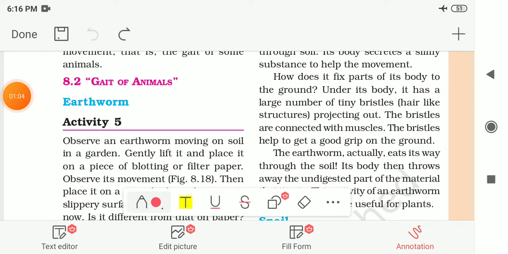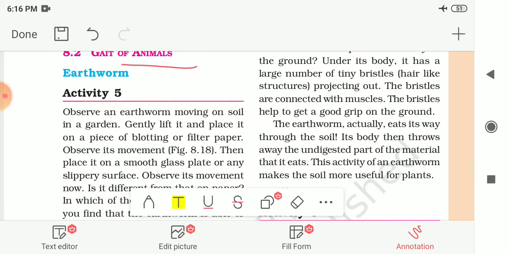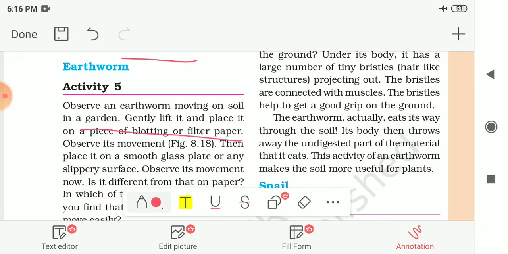So the next topic is gait of animals. Gait means the pattern of walking, or pattern of motion or movement. Now let us see the movements in animals. Here let us start with the earthworm. For that, one activity is given to you.